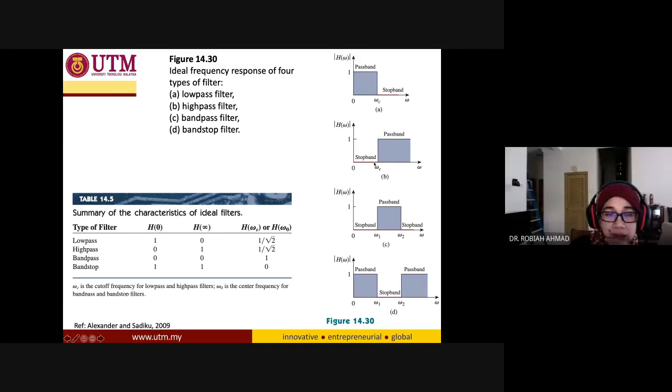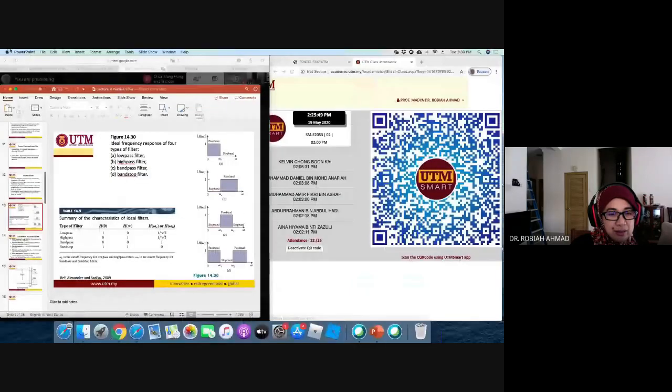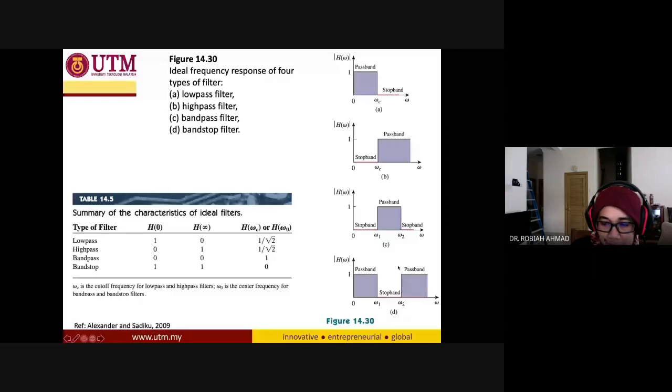Okay, so the second one is high pass. It will stop frequency below omega C and only pass the frequency above that omega C, that particular frequency. And this is band pass. So we have a range of signals that we want to keep. And then for the band stop, it only passes frequency outside omega 1 and omega 2. So this is the summary of the characteristic of the ideal filter.